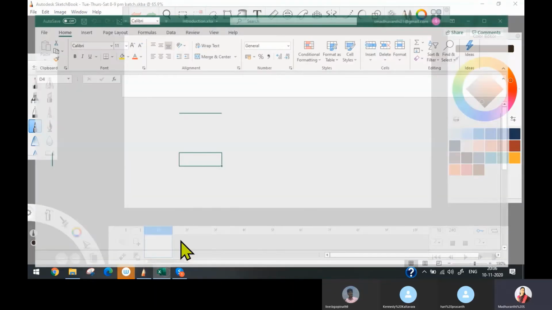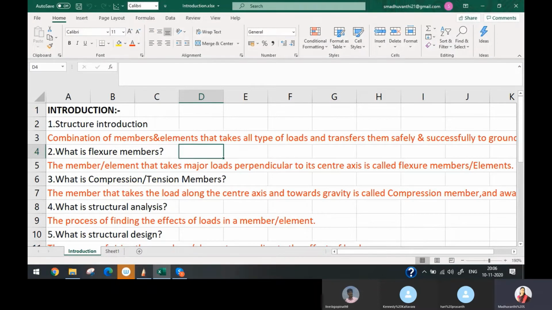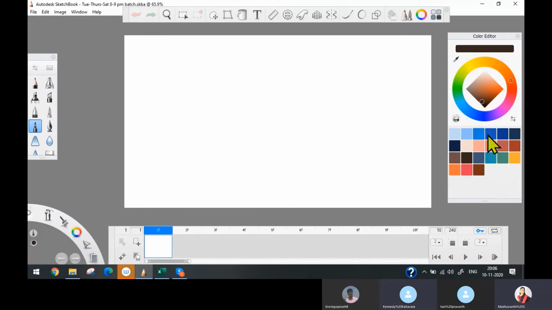So we'll start with the introduction. We'll see the basic terms, small terms as the introduction. Right? So before going to the design, we'll see a few terms like what is a structure, what is a flexion member, what is a compression member. Those basic terms we will see now. So the first term is structure.